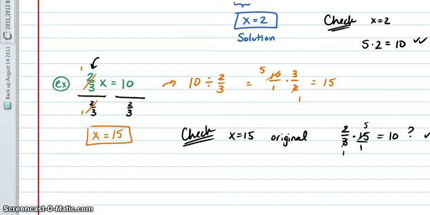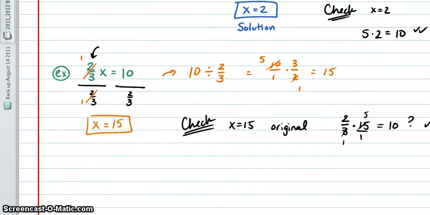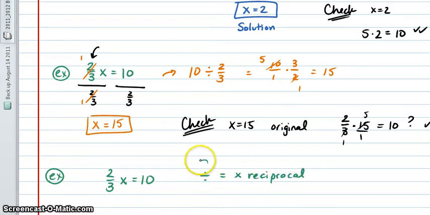Now I mentioned before this is not the only way to solve this problem. Remember, division is the same thing as multiplying by the multiplicative inverse. So let's rewrite the equation, and let me just say division is the same thing as multiplying by the reciprocal or multiplicative inverse.